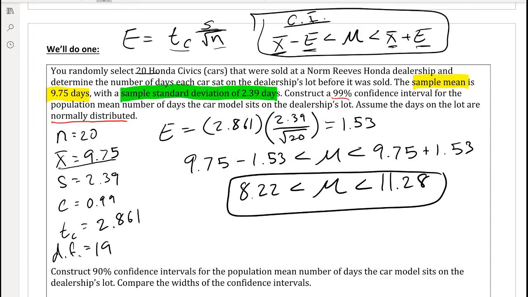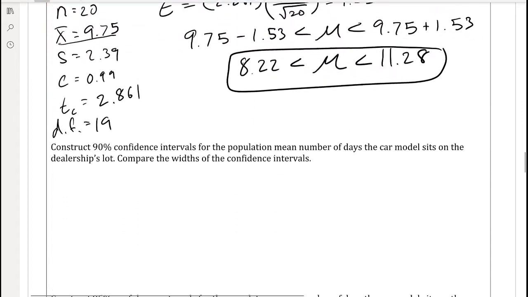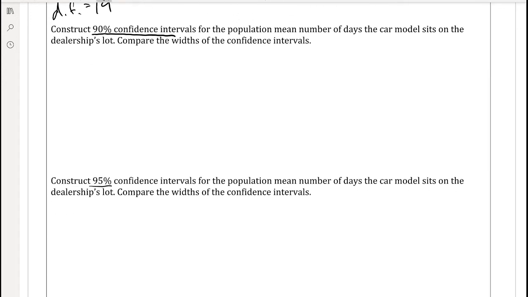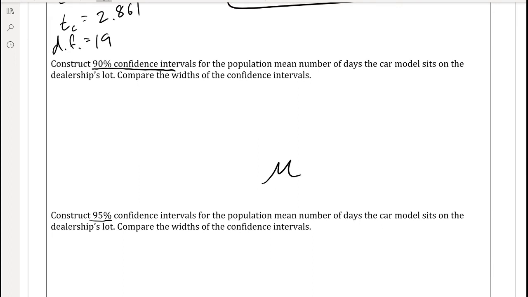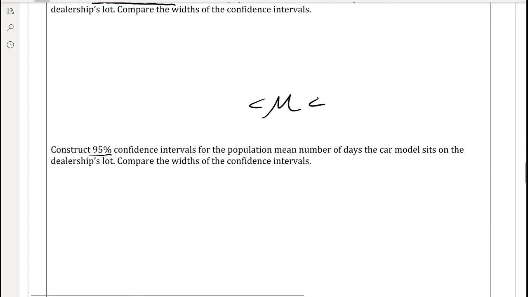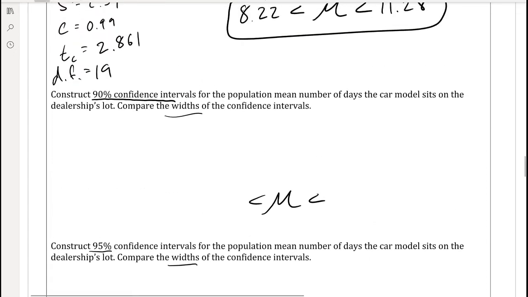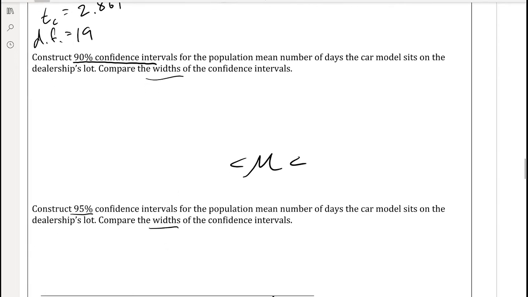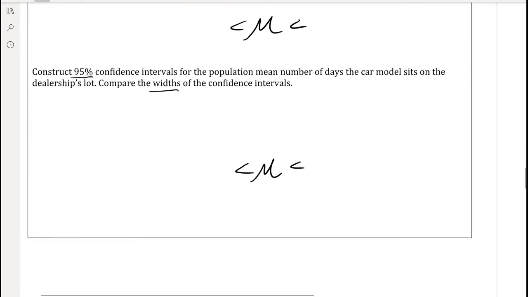Now I want you to try this same thing, except instead of a 99% confidence interval, try it for a 90% confidence interval, and do it again for a 95% confidence interval. When you get your answer, where mu is between these two numbers, compare those intervals. I want you to see what happens to the widths of those intervals when you change the confidence level from 99% to 90% and 95%. What happens as your confidence level changes? Go ahead and try that and see what you get.